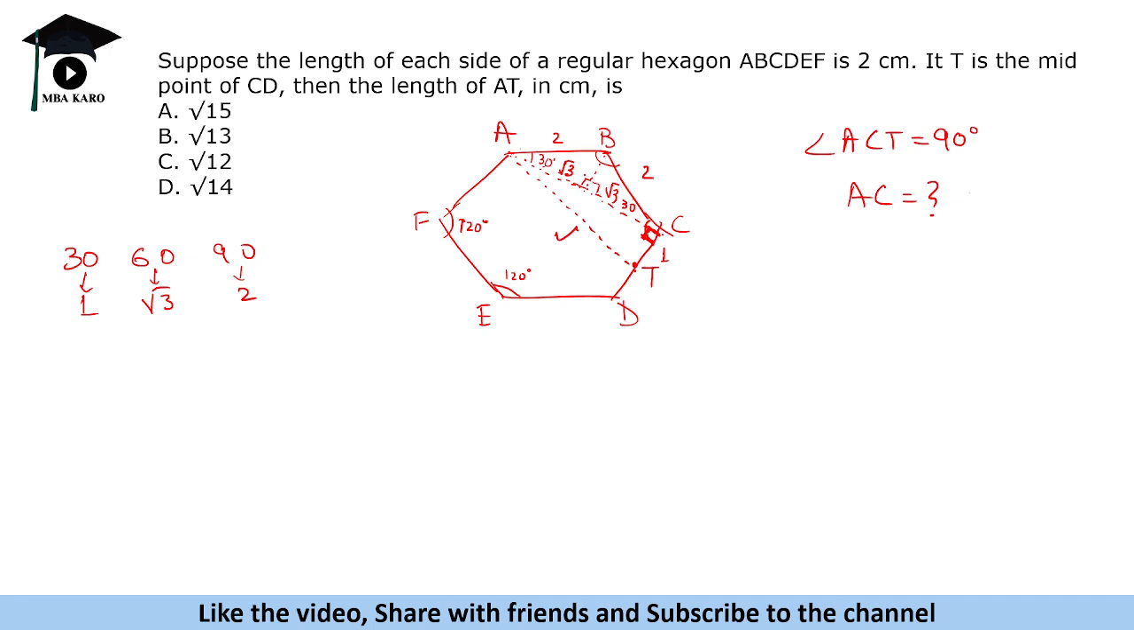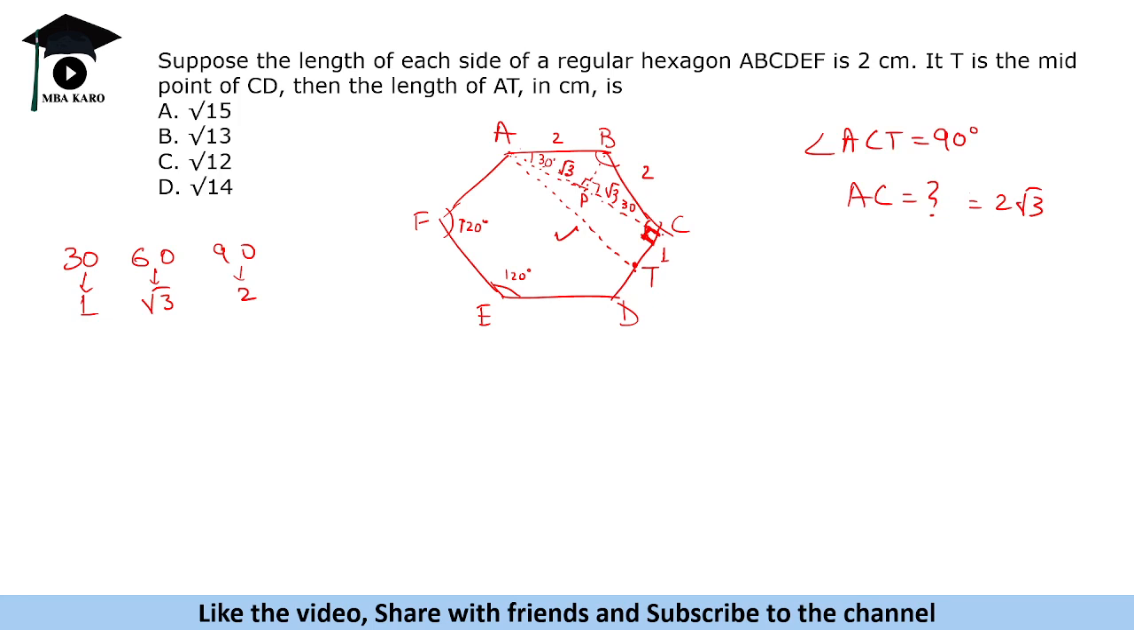See, symmetry, you need to check the symmetry. So A to, let us say this point is P, A to P is root 3 and P to C is root 3. So AC is equal to 2 root 3. Okay, simple. I mean 30, 60, 90. Remember this because many a times you would be given questions wherein 30, 60, 90 or 45, 45, 90 triangle will be used.